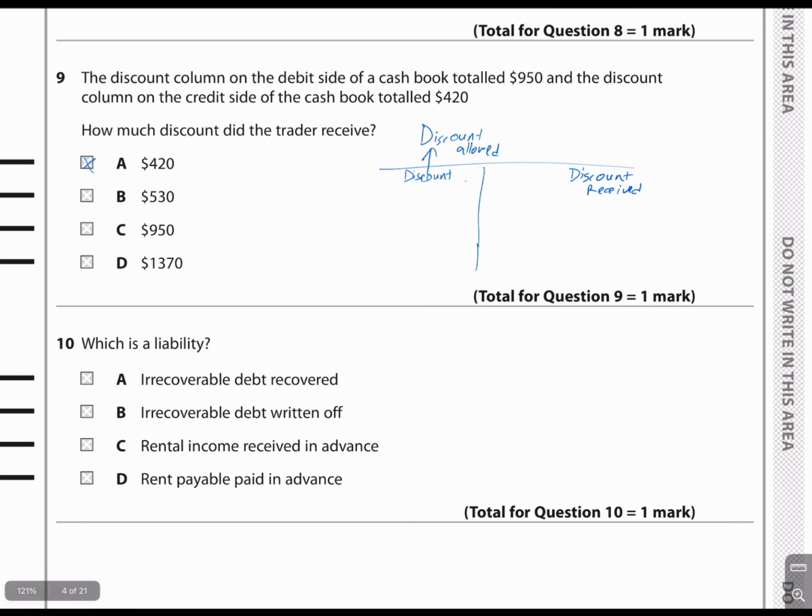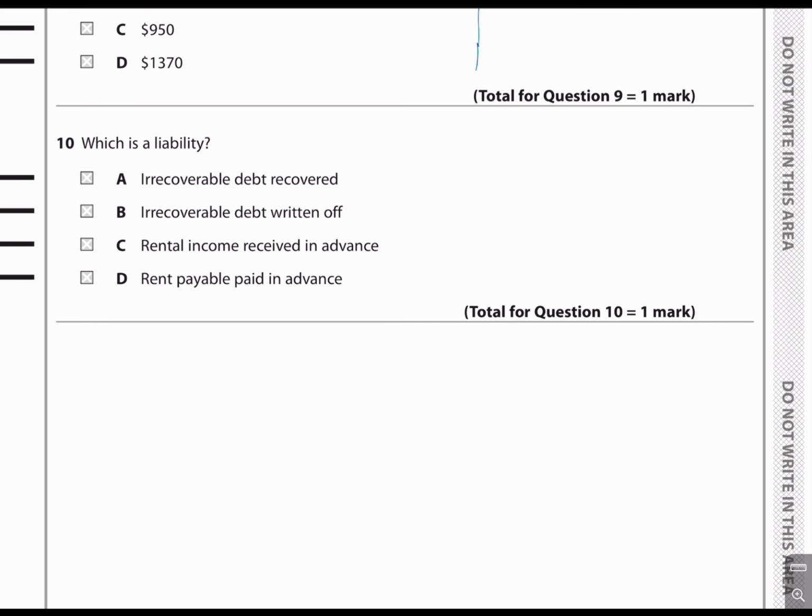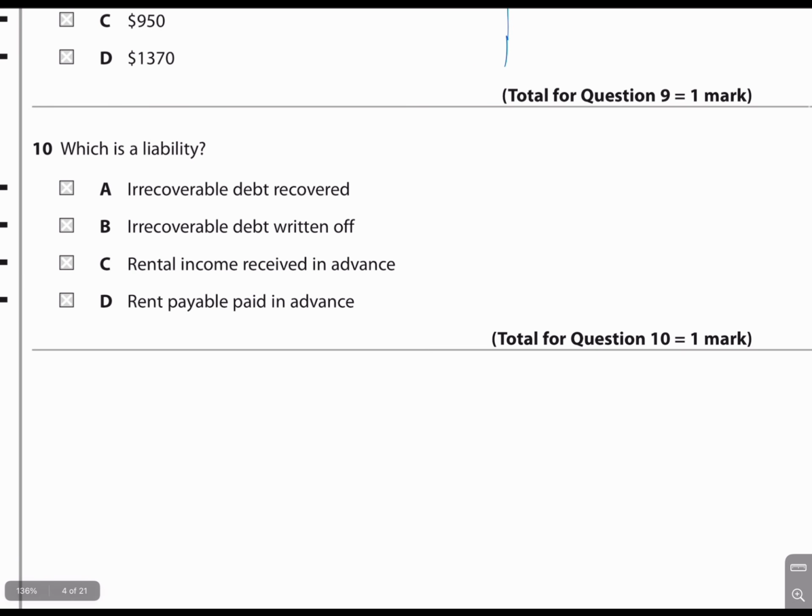All right, so moving on to number 10, which is a liability. Now let's classify this one. This is expense. This one is income. This is expense. Now we are left with these remaining two. Now let's understand what is meant by rental income received in advance.